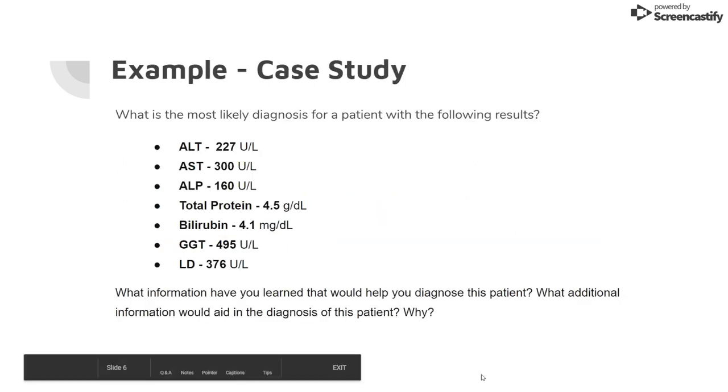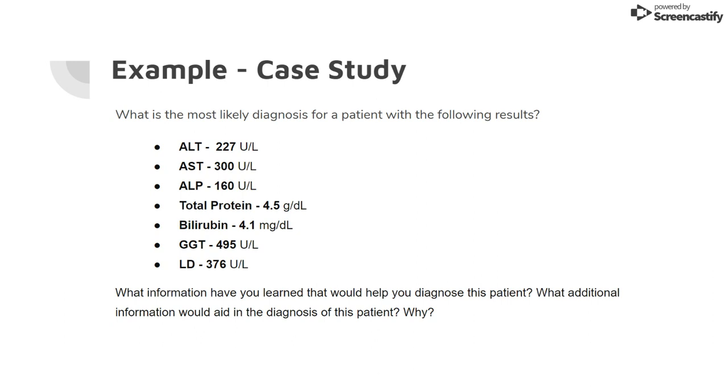So an example that I came up with is asking you, what is the most likely diagnosis for the patient given the following results? So we have our ALT, AST, ALP, total protein, bilirubin, GGT, and LD. So in your head, you should know what organ these tests are specific for. And if you don't, that's something that you need to learn. Other things that would be, do you have all the information you need? Actually, no, you don't, because you don't have a patient history. So that would be additional information that would aid in your diagnosis.